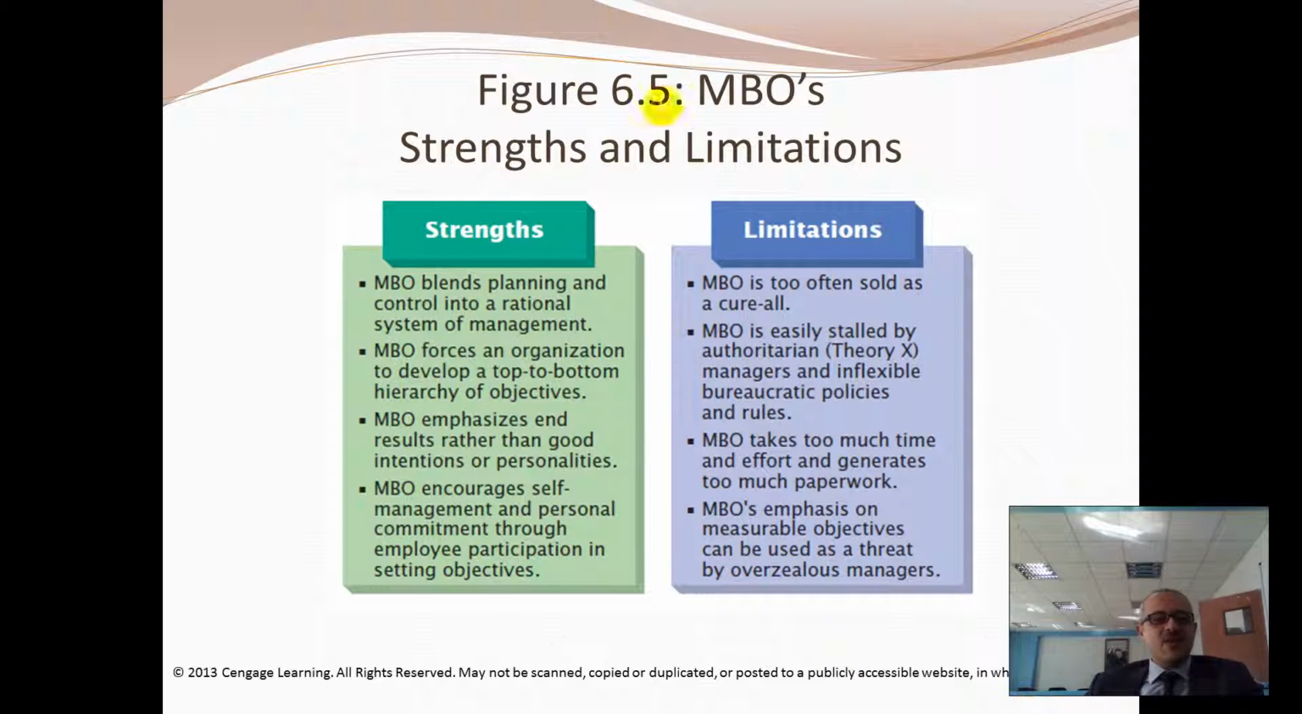Now, here are the strengths and weaknesses. The strength is that MBO blends planning and control together in a more rational system of management. Number 2, MBO forces the organization to develop a top-bottom hierarchy of objectives. So here the objectives start from the top and they go down. Remember, in the banks they don't do MBO. Everyone tries their best, okay? And then this branch goes very hard, this branch goes easy, this branch does good customer service, this branch gets new customers. But MBO puts the top and bottom on the same wave.